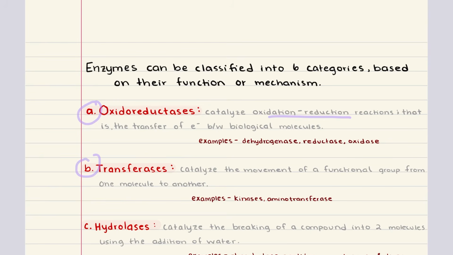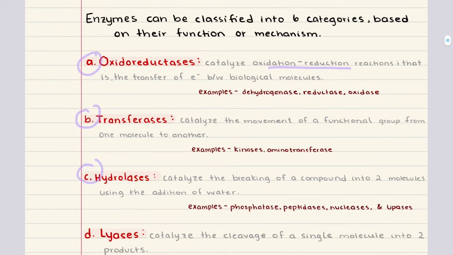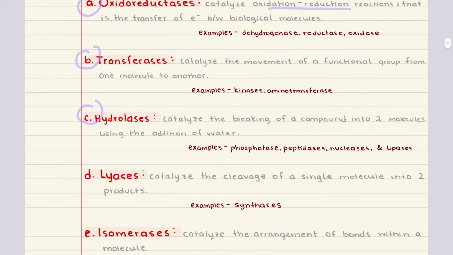Second, we have transferase. These enzymes move a functional group from one molecule to another. A common type is kinase, which transfers phosphate groups. And another example is aminotransferase, which plays a role in amino acid metabolism. Third, we have hydrolase. These enzymes catalyze hydrolysis reactions, meaning they break a bond using water. They split one molecule into 2 by adding a water molecule across the bond.